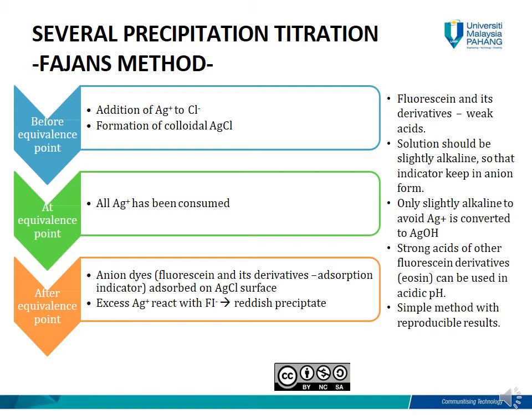You should have only a slightly alkaline to alkaline solution, just to avoid the silver ion converting into silver hydroxide. Because you know that silver hydroxide is a precipitate, and we don't want this in our product. So you need to be careful when you do the Fajans method. You need to control the pH value of your solution.